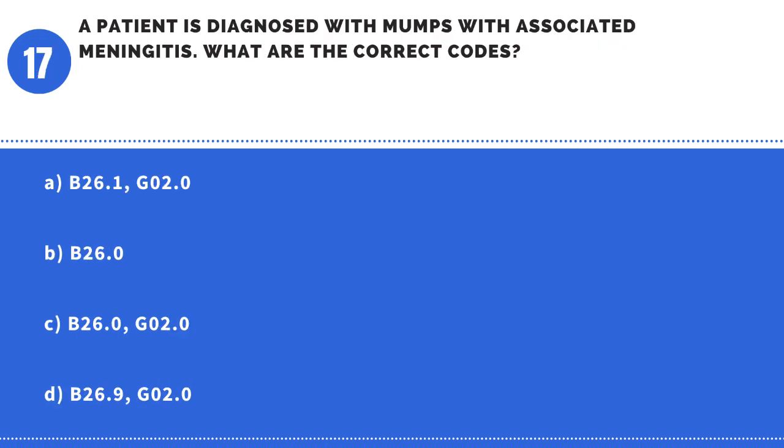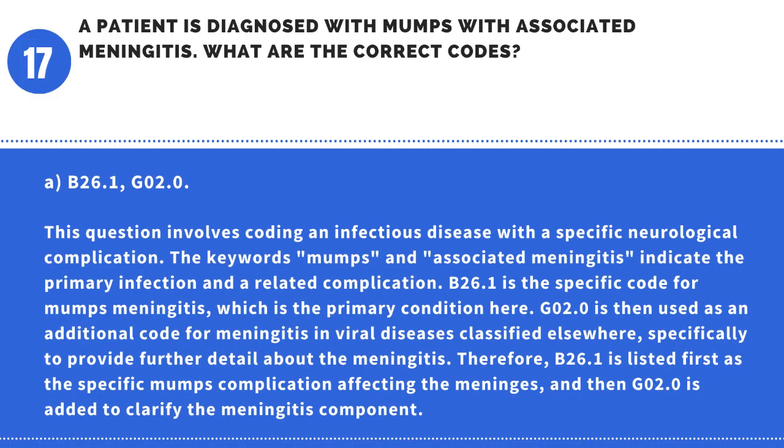Question 17. A patient is diagnosed with mumps with associated meningitis. What are the correct codes? A. B26.1, G02.0. B. B26.0. C. B26.0, G02.0. D. B26.9, G02.0. Answer A.